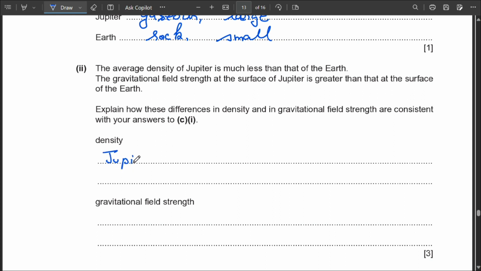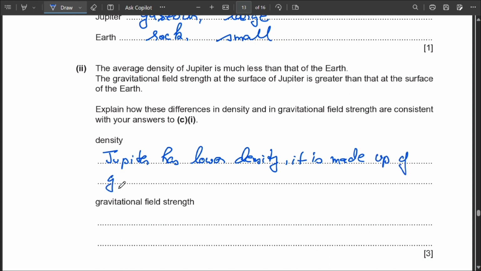Jupiter has lower density. Lower density, why? Because it is made up of gases only, whereas Earth is rocky. So that's obvious. Jupiter is going to have lower density.